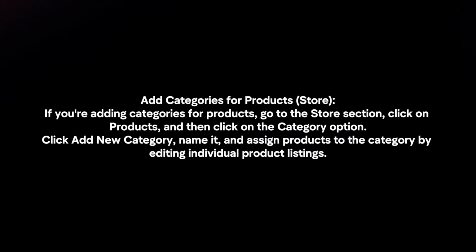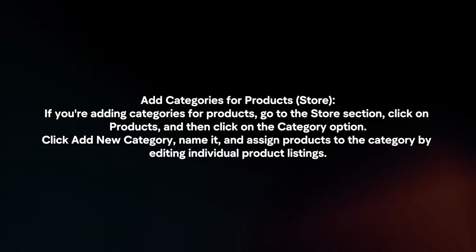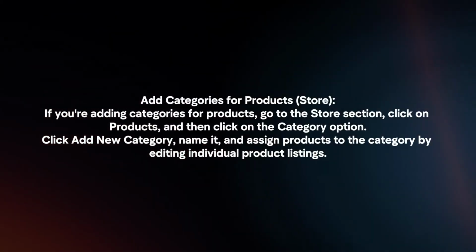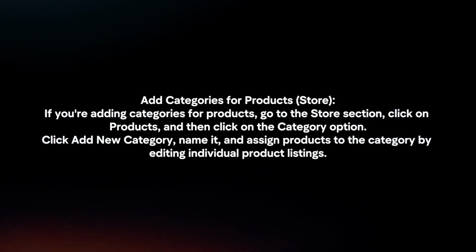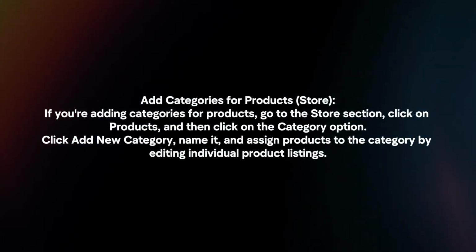Add categories for products. If you're adding categories for products, go to the Store section, click on Products and then click on the Category option. Click Add New Category, name it, and assign products to the category by editing individual product listings.